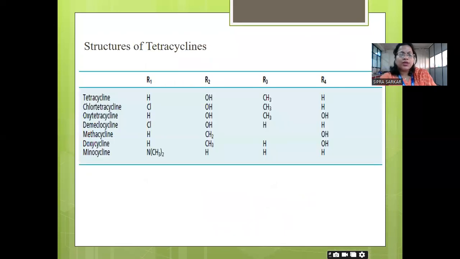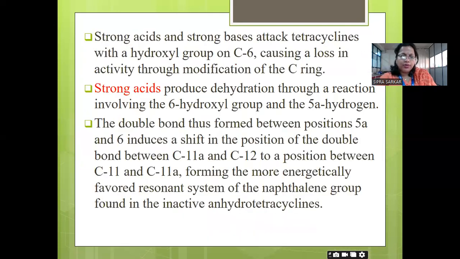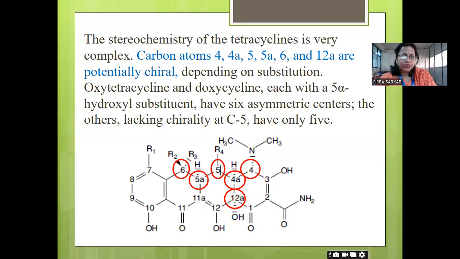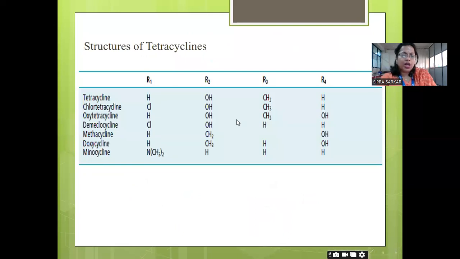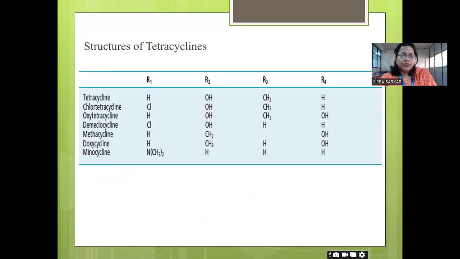Now, the structure of the tetracycline. I have shown you R1, R2 and R3 here, and R4. Depending upon the changes at R1, R2, R3 and R4, the tetracyclines are given different names like tetracycline, chlortetracycline, oxytetracycline, demeclocycline, methacycline, doxycycline, minocycline, like this. Depending upon the structure-activity relationship, different drugs will have different properties also. The stereochemistry of the tetracycline I have discussed here.